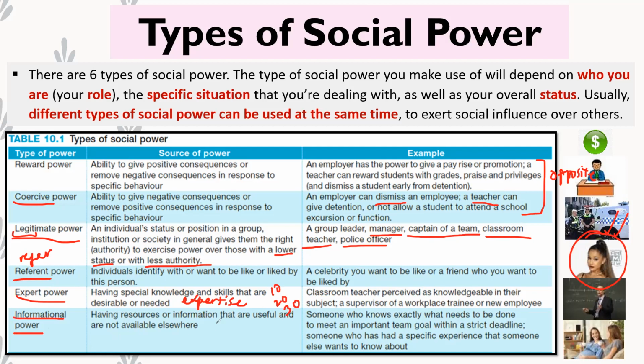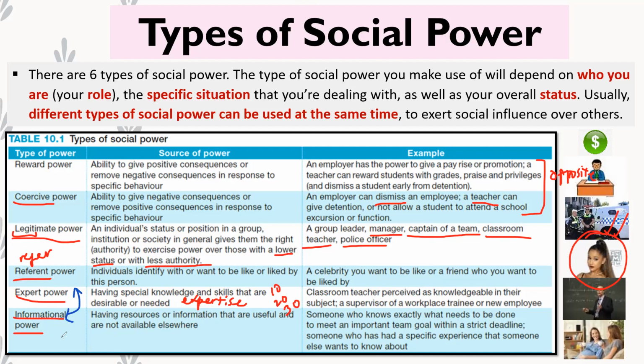Informational power is the last one we're looking at. Informational power is a little bit different from expert power, so don't get these two mixed up. Expert power is special knowledge or skills in a specific area. We could even say in a specific subject or domain.